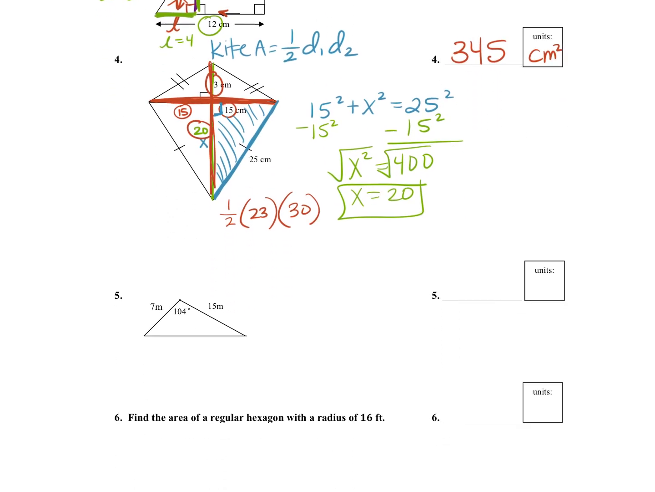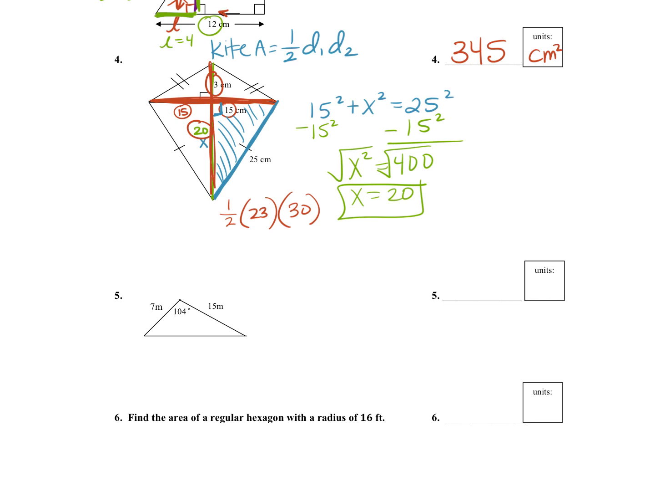Okay. Look at number 5. Name that figure. That is a triangle, right? But we don't know a height, right? Typically, we would say this is our base and this is our height, but we don't know those things. You can use one of the other sides as your base, the 7 or the 15, but we don't have anything perpendicular to that either.